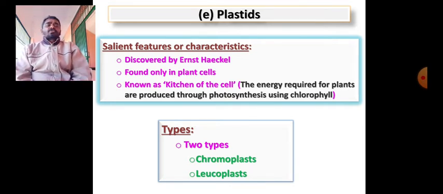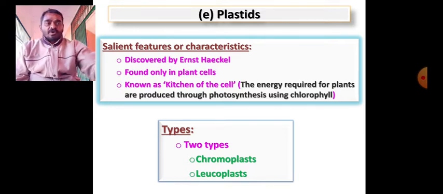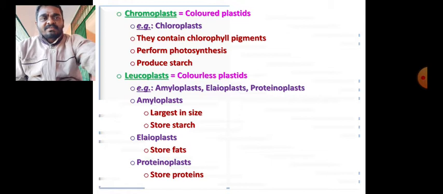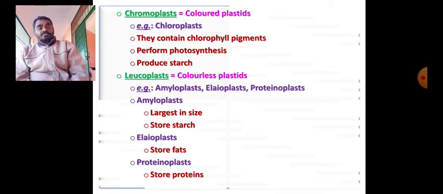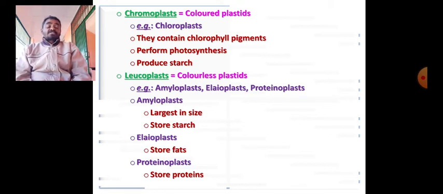Basically, plastids are of two different types. One is called chromoplast, another one is called leucoplast. Now again new terminologies are coming, but they are very simple. Chromo means color, plast means plastids. The colored plastids present in plants are called chromoplasts. Chromosomes, we have seen, are colored bodies. Similarly, chromoplast means colored plastids. Best example, chloroplasts. Basically, chromoplasts contain chlorophyll pigments. They perform photosynthesis and produce food. The food here is called starch.